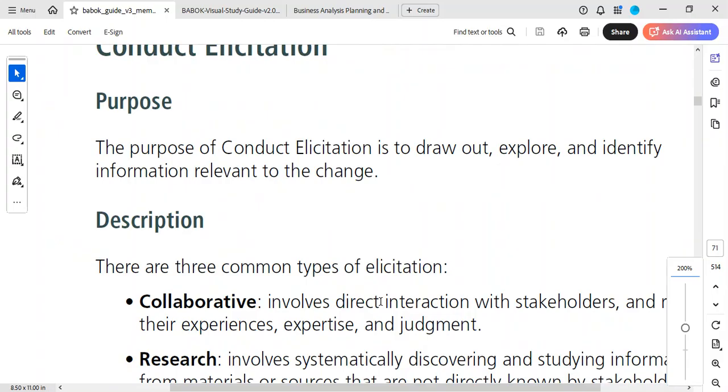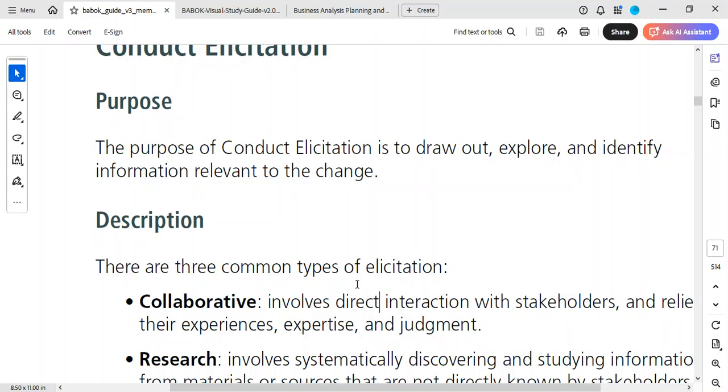Now, what is the purpose? The purpose of conduct elicitation is to draw out, explore, and identify information relevant to the change. I'm so excited about this, so don't mind me. So the purpose of this is for you to draw out. If you notice, IIBA is not telling you for you to lead, for you to like facilitate, they're telling you you have to draw out.